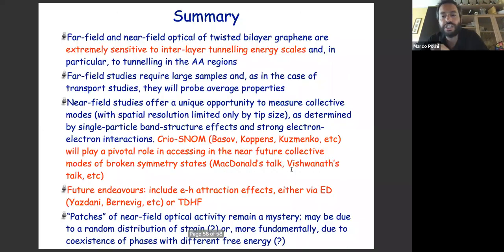So let me conclude here with a summary, because I took too much time. Essentially, the main message of this talk, I hope that I conveyed, is that we strongly believe that far-field and near-field optical studies of twisted bilayer graphene are very sensitive to the interlayer tunneling energy scales and to remote bands. And so details of the band structure at the gamma point are particularly relevant also to put into the theory of broken symmetry states and in your single particle Hamiltonian. So we feel that this is precious information that should be used in the many-body studies.